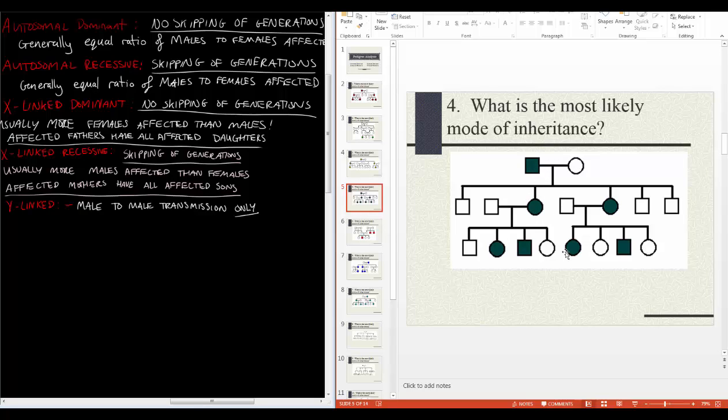dominant because it appears in every generation, there is no skipping. 1, 2, 3 males affected, 1, 2, 3, 4 females affected. Usually for an X-linked dominant trait, there are more females affected than males, although this isn't a clear difference between the two. It's fairly close, but any affected father will have all affected daughters, and this affected father, all of his daughters are affected, so this would most likely be an X-linked dominant trait.